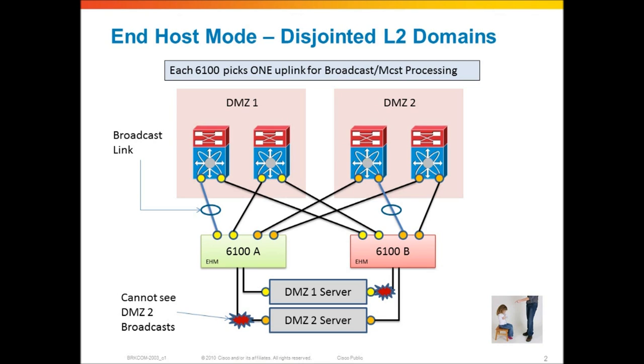So moral of the story here is end host mode with version 1.4 or earlier of UCS Manager assumes that all links are connected to the same upstream layer 2 domain. And so connecting UCS in end host mode to separate layer 2 domains is going to be problematic. Now the next version of UCS Manager is going to enhance end host mode to deal with this implementation appropriately. But if you're running version 1.4 or older, this is something that you need to watch out for.